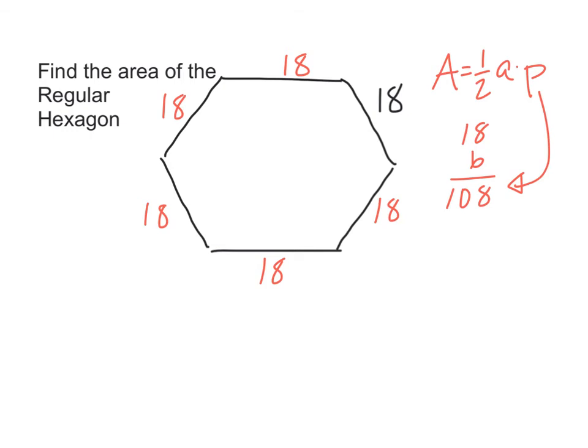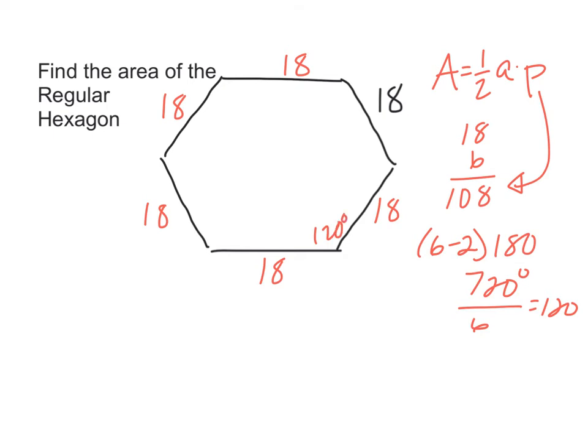Let's see. We know we can figure out the sum of the interior angles. So we can do n minus 2. So there's 6 minus 2 times 180. 6 minus 2 is 4. 4 times 180 is 720 degrees. That's the interior angles, the sum. Since there's 6 of them, we can divide it up by 6, and we'll get 120 degrees. So all these angles right here are 120 degrees.